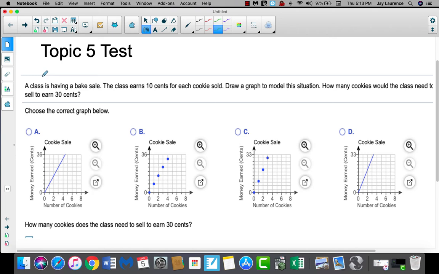All right, so this says a class is having a bake sale. The class earns 10 cents for each cookie sold. I just heard a slope. Did you hear that? It's always about slope. That would be 10 cents per cookie. Yeah, 10 cents per cookie. That's a slope, 10 cents. All right, draw a graph to model the situation.